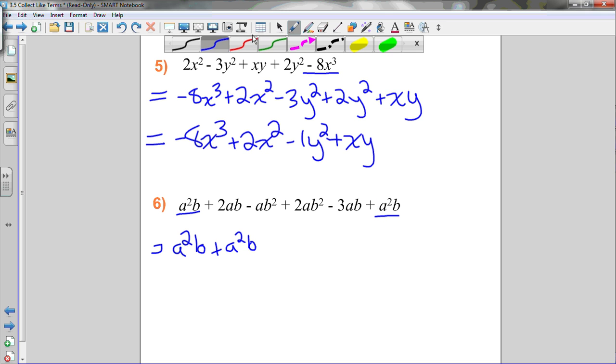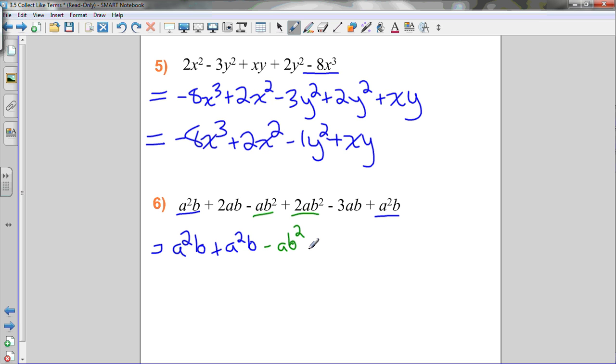So those are done. Now, are there any other terms that have a degree 3? Those should come next. Yeah, so this one also is a degree 3, negative ab squared. Are there any terms that are like negative ab squared? Yeah, this one right here, a 2ab squared. So those are like terms. And what I have left is 2ab, that's a degree 2. Are there any terms that are like 2ab? Any other terms that have the same variable, same exponent? Yep, here's a negative 3ab.